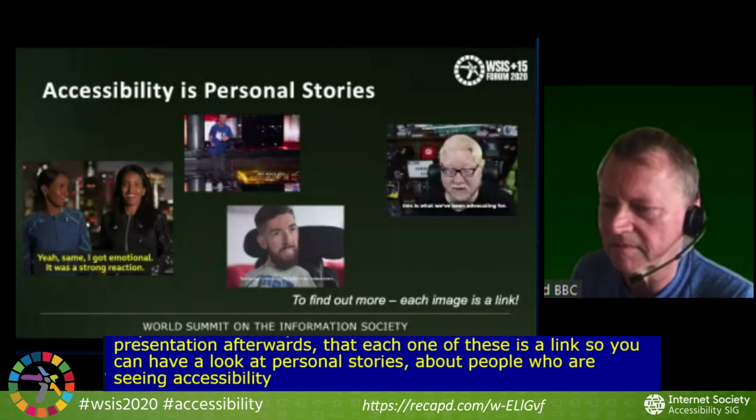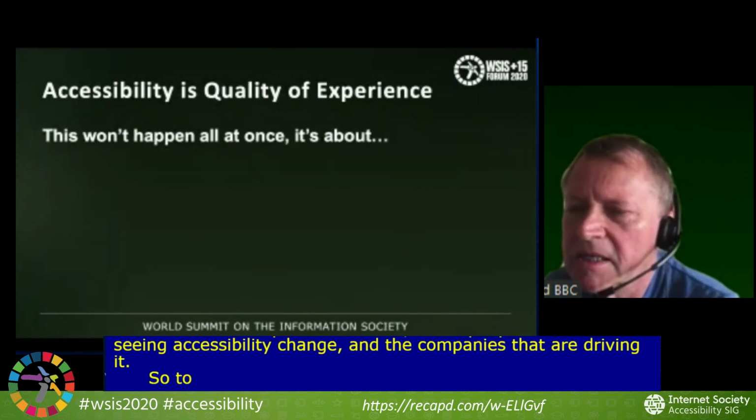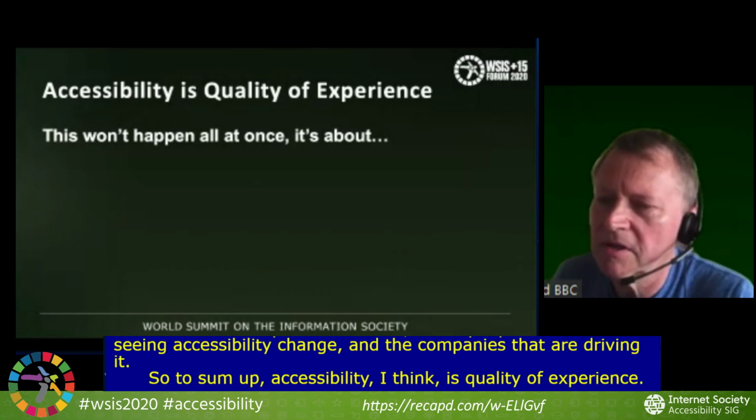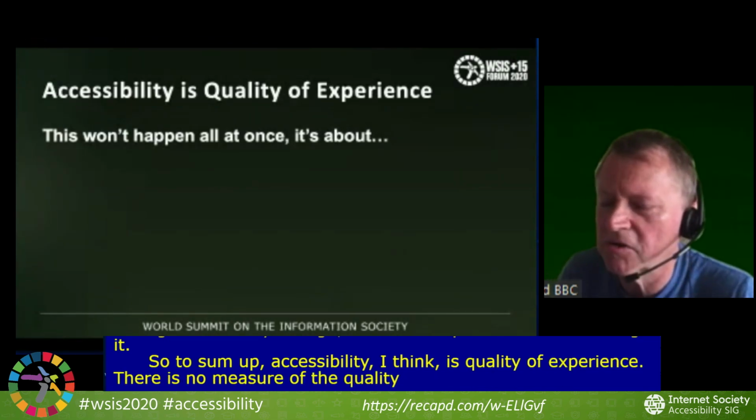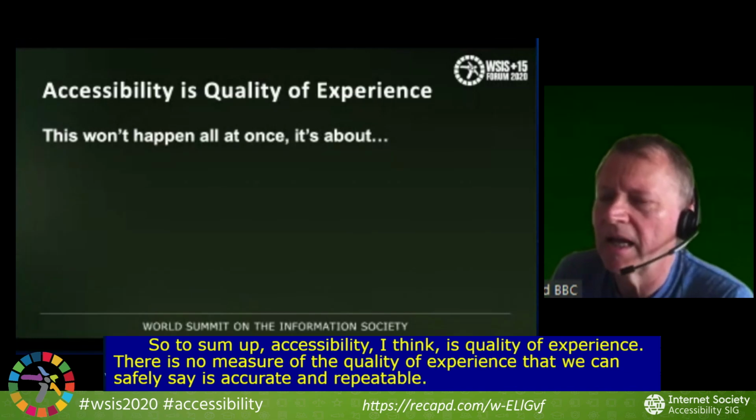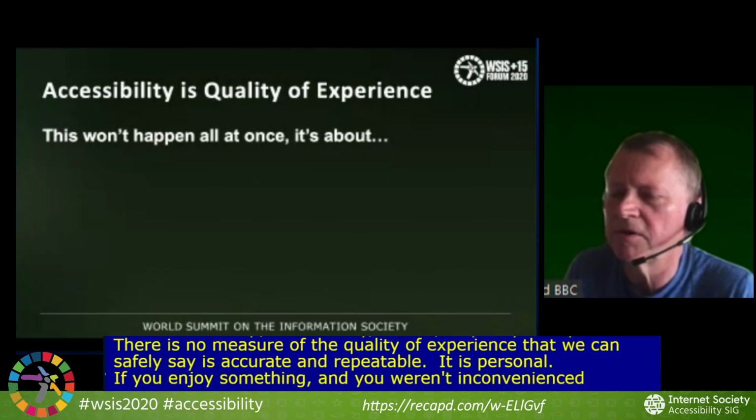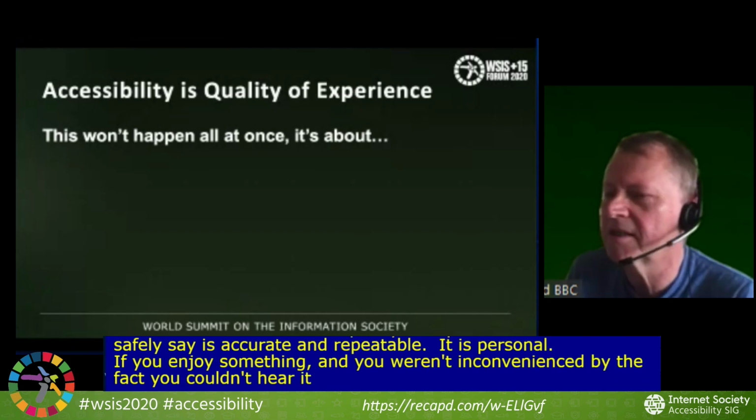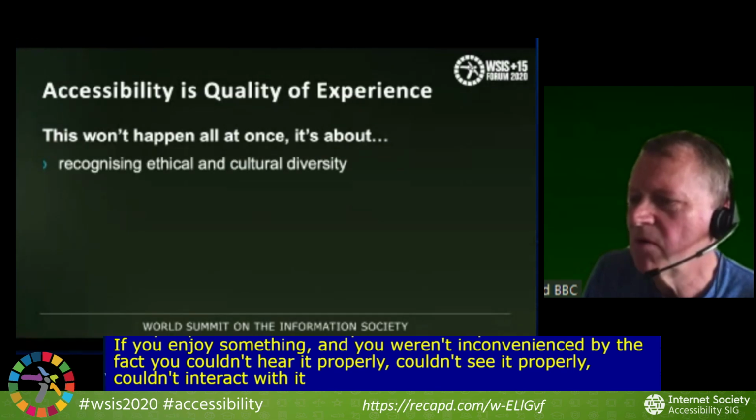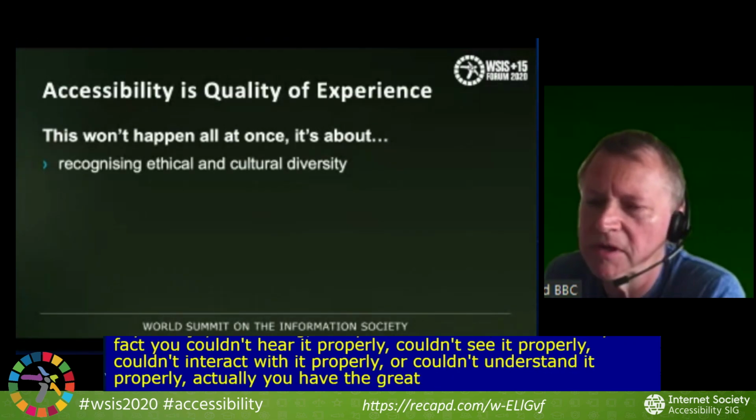So to sum up, accessibility, I think, is quality of experience. There's no measure of the quality of experience that we can safely say is accurate and repeatable. It's personal. If you enjoy something and you weren't inconvenienced by the fact you couldn't hear it properly, you couldn't see it properly, you couldn't interact with it properly, or you couldn't understand it properly, then actually you have a great quality of experience. It won't happen all at once, and it is about recognizing ethical and cultural diversity.